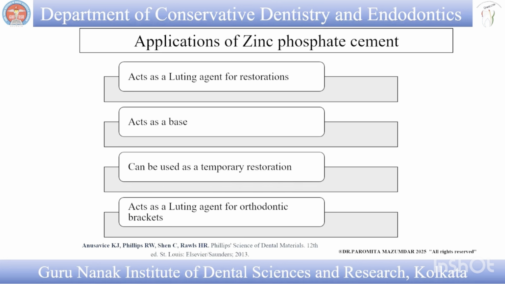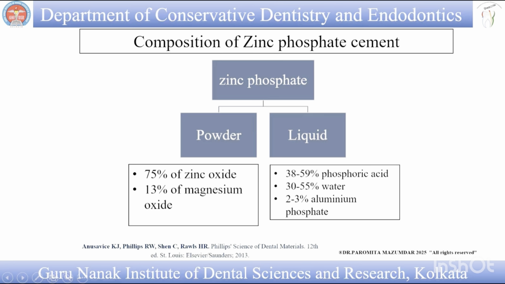It is used as an insulating base under permanent filling to prevent thermal or chemical irritation to the pulp. It is also used as a cementing medium for cementing metallic, acrylic or porcelain restorations on prepared natural teeth. The cement is available in powder and liquid form.